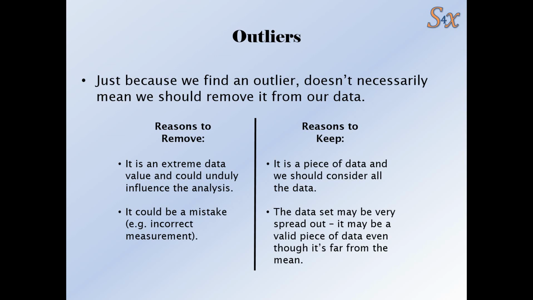Okay, so it's not quite as simple as just it's an outlier, we should remove it. We need to have a think about whether we're being fair. Whenever we're doing scientific analysis, we need to think about whether we are being biased or whether we're trying to be as fair as possible. We're always trying to be as fair as possible. So we can't just get rid of data just because we don't like it. We have to have a good reason for it.